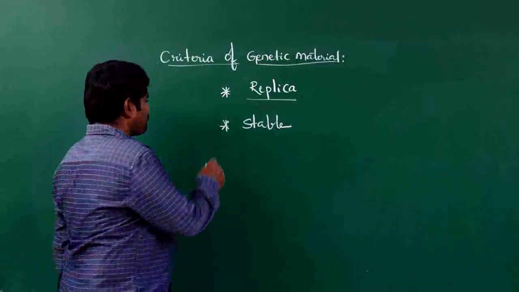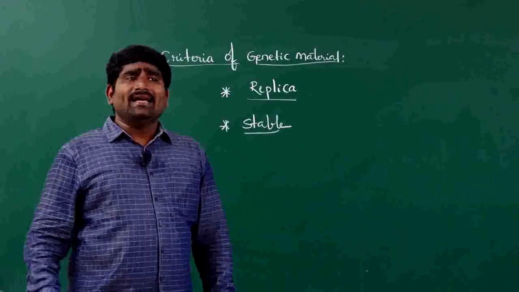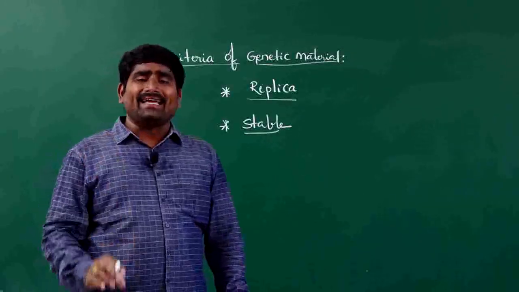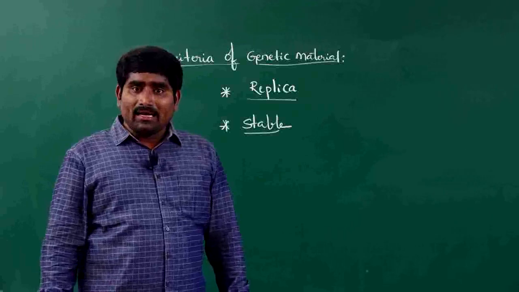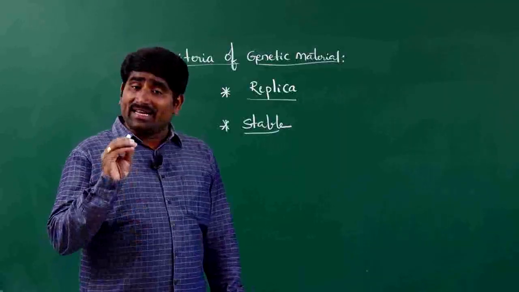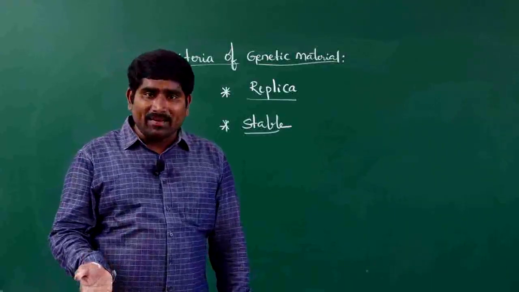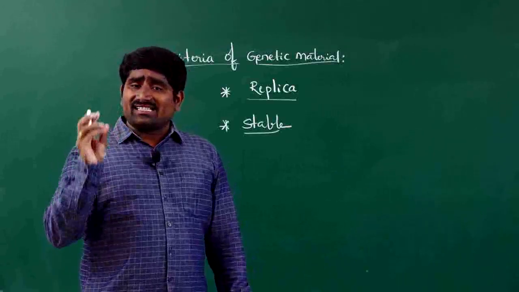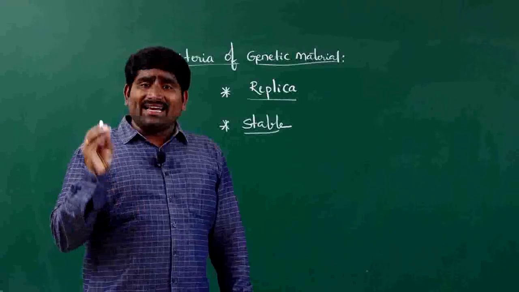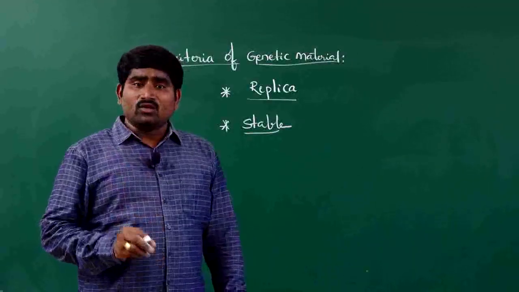Next, in the case of the Griffith experiment, we can see that when the S strain is heat killed, DNA was not destroyed, but proteins and other cell organelles are destroyed. Whereas DNA is not destroyed in the heat-killed S strain bacteria. When the heat-killed S strain bacteria are completely dead, the DNA molecule was not spoiled by the heat treatment. So that is the stability.